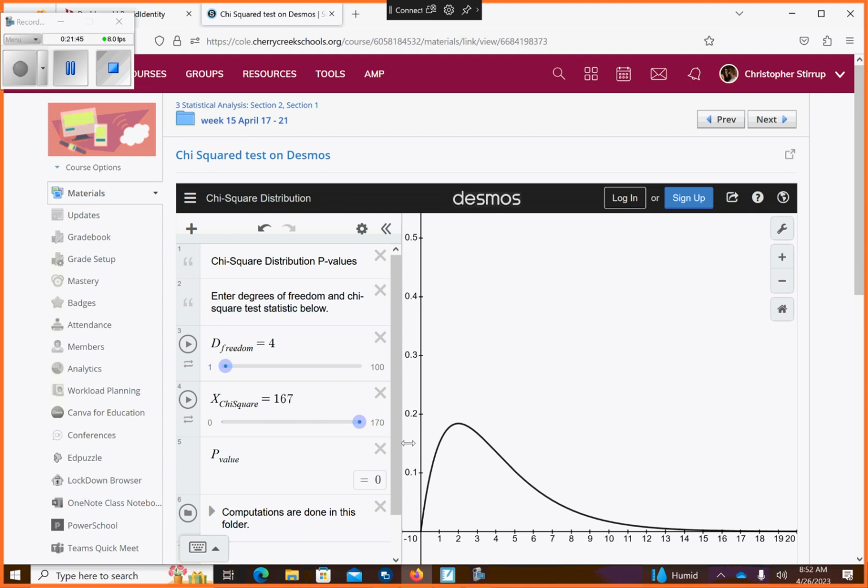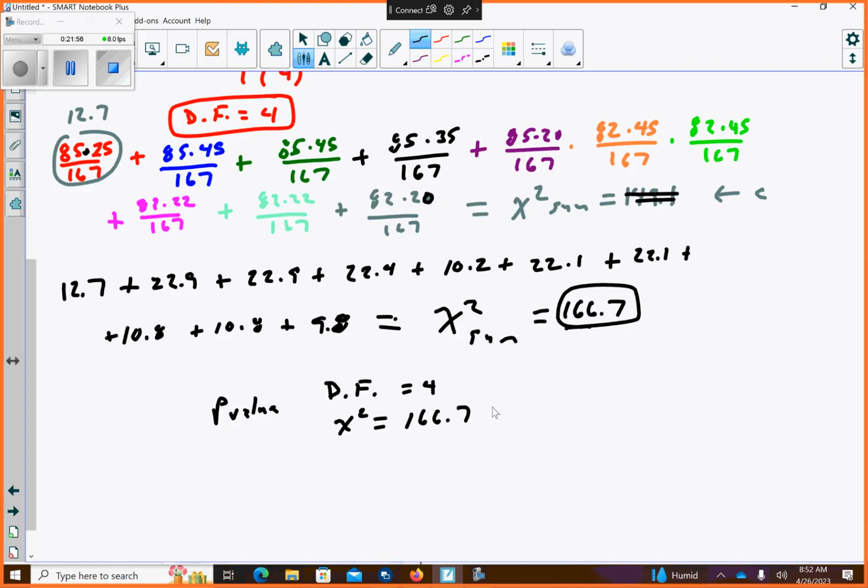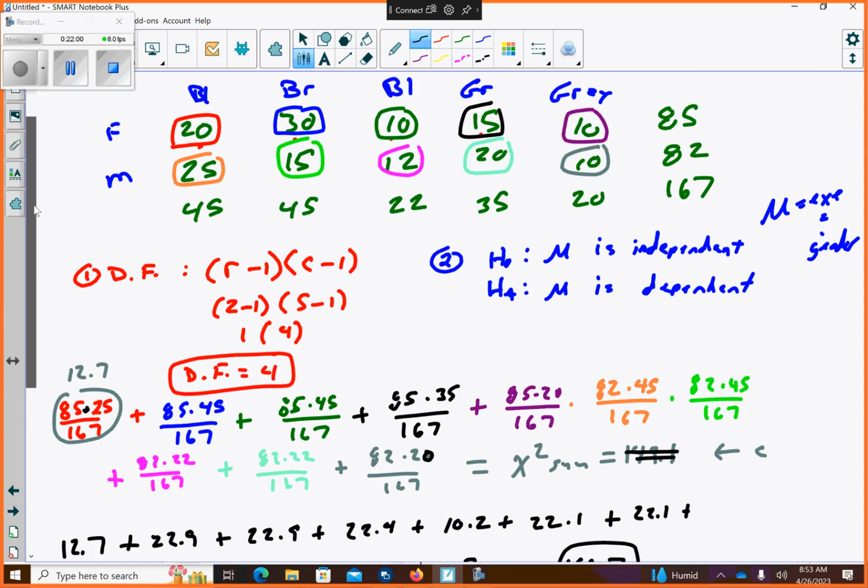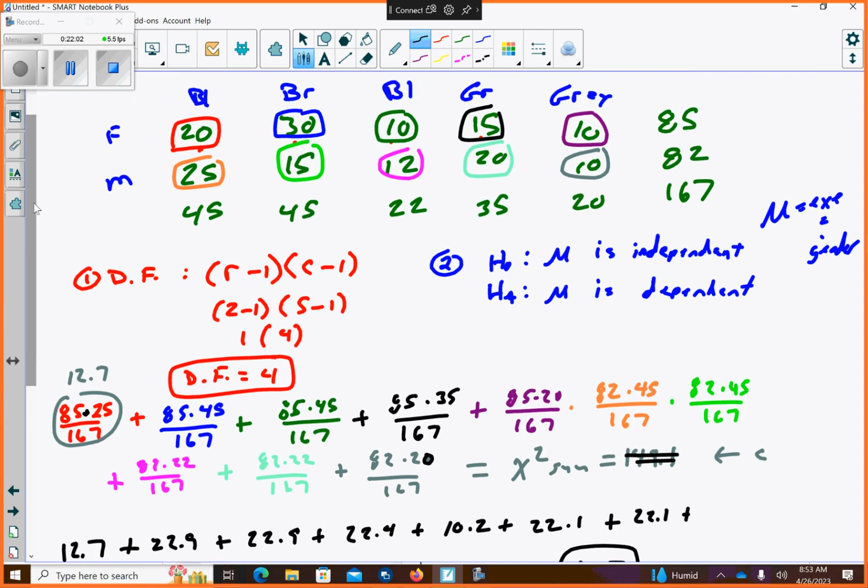Is 0 less than 0.05? This week it is. So this means that we can reject the null. So we can reject our null. So our null is independent. So they're saying that it is dependent. That means that eye color depends on gender. Okay?